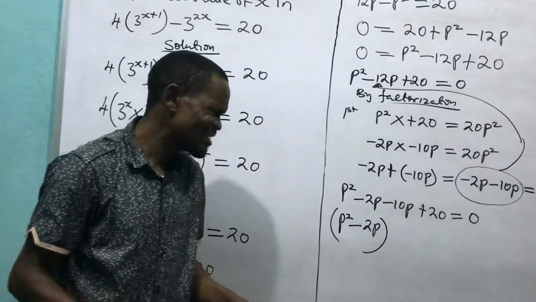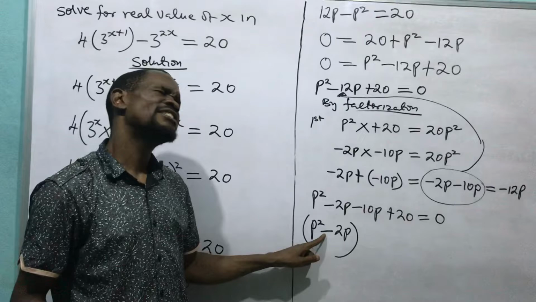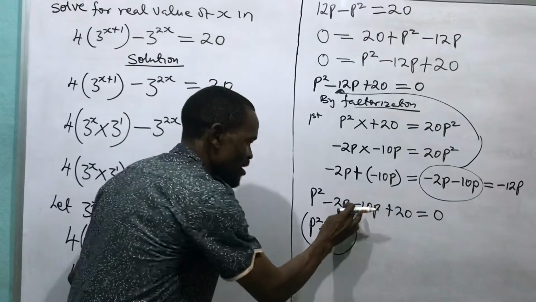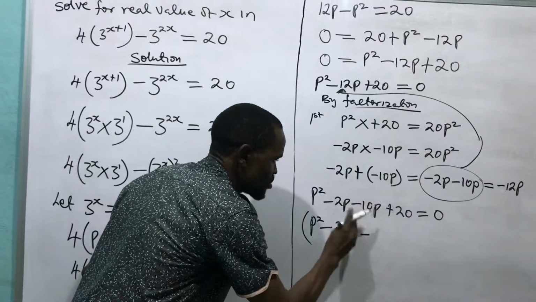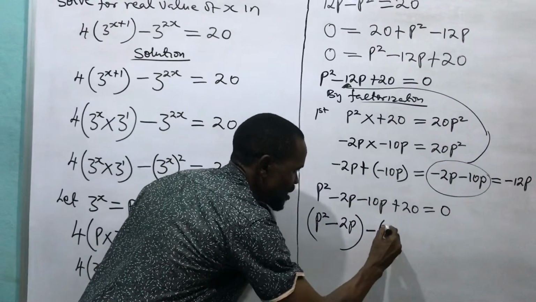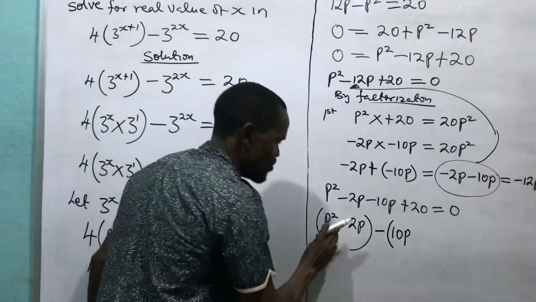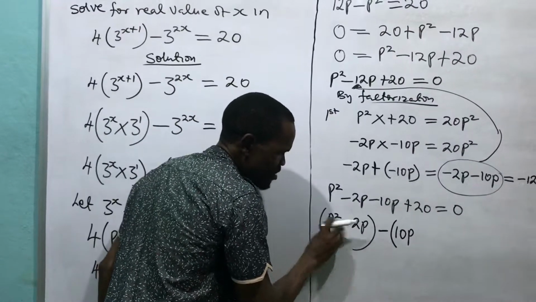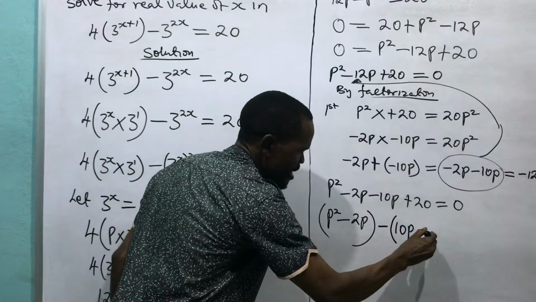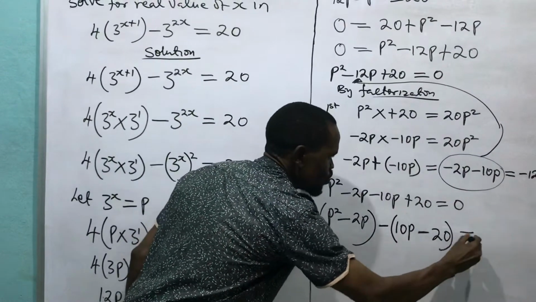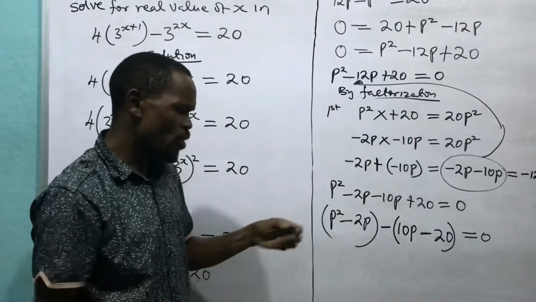You remember what I said? The sign at the first bracket must be the sign at the second bracket. Here is minus. I put minus, which is this. I open bracket. I put 10p. Then what will I put here? Because this sign here is minus, this place must be what? Minus. I will have what? 20 here. And it equals what? 0.